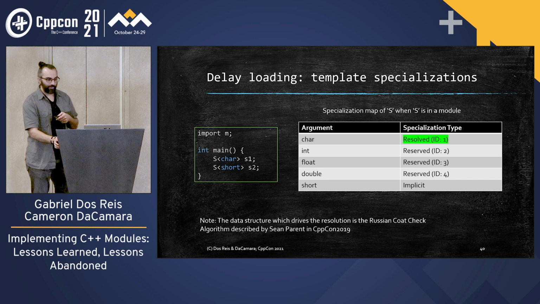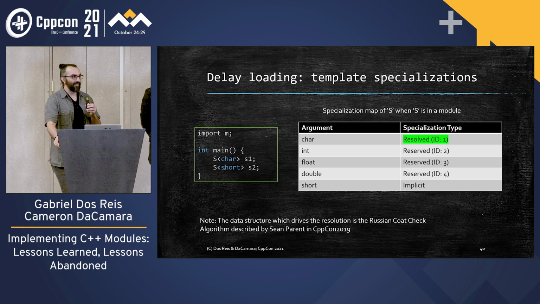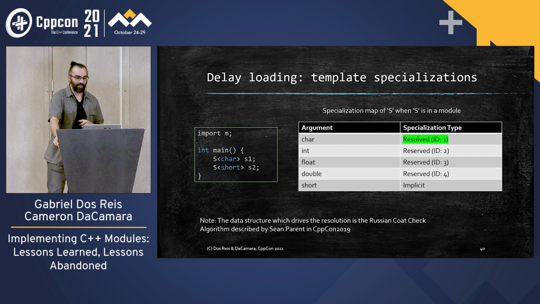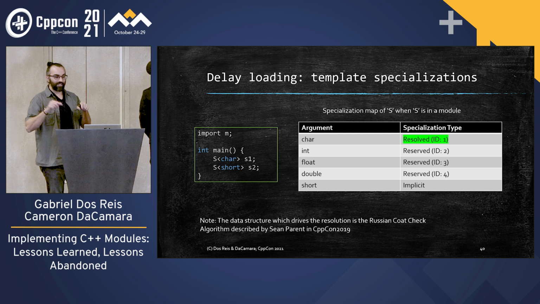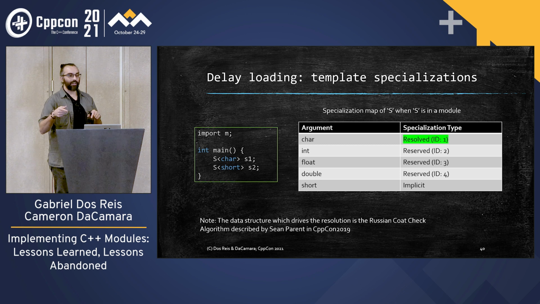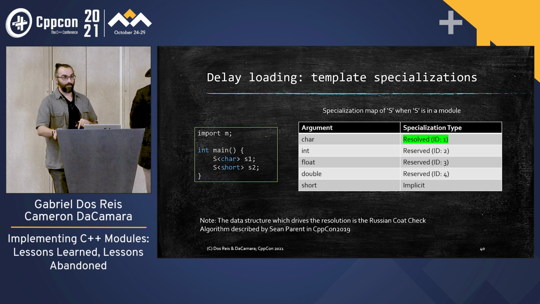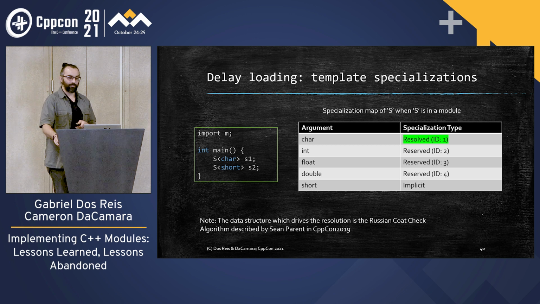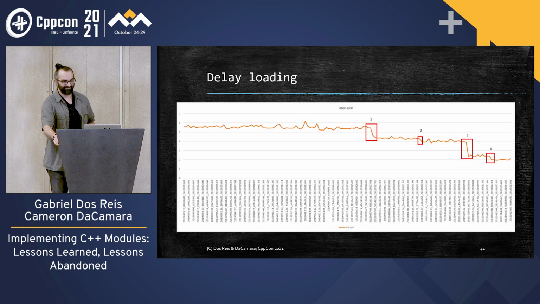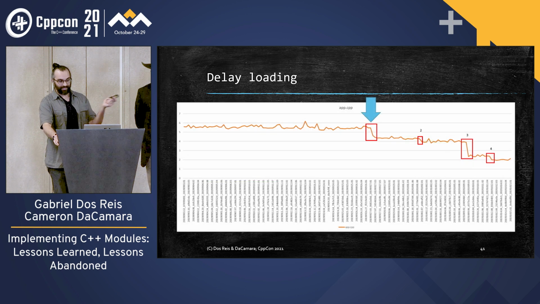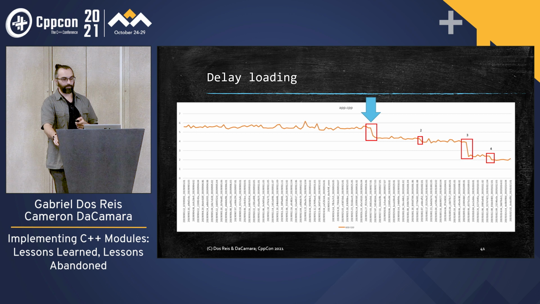So it's worthy to note that this optimization relied on a data structure that was defined by Sean Parent in CppCon 2019. And it turned out that when I saw it, this was the exact right application for that data structure. So go to CppCon, you learn stuff. And that gets us here. So our first optimization.